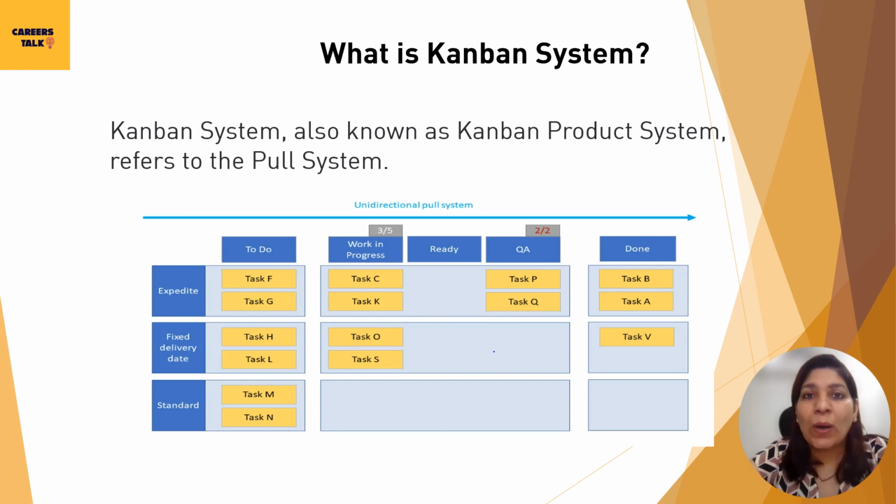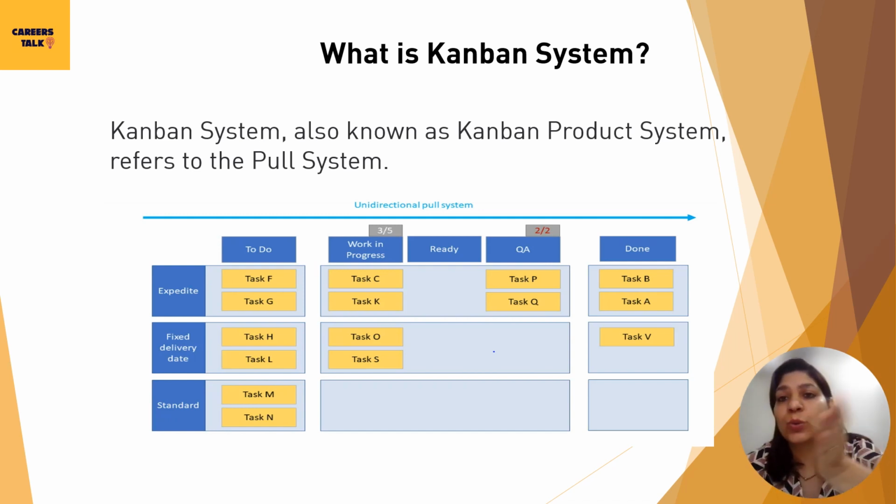Now that we understand what is Kanban, let's understand what is a Kanban system. A Kanban system is actually referred to as a pull system. What is a pull system? As the name suggests, a pull system means we want to pull the work rather than pushing the work in the workflow from to do to in progress to done. We should have the approach of pulling the work, using the motto of stop starting and start finishing.